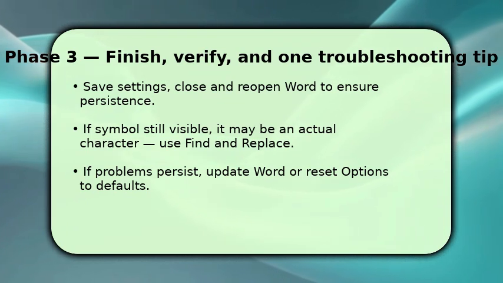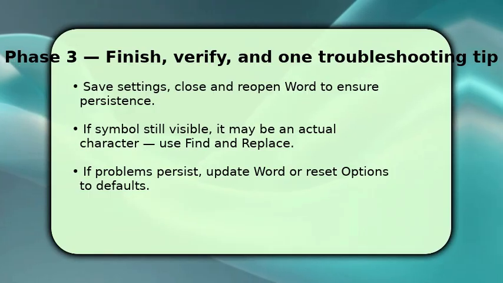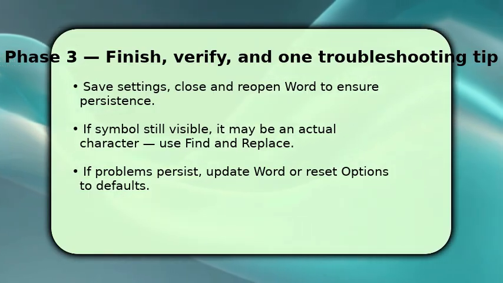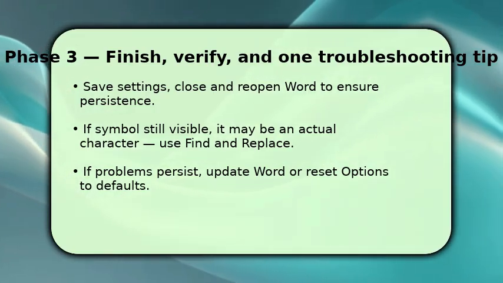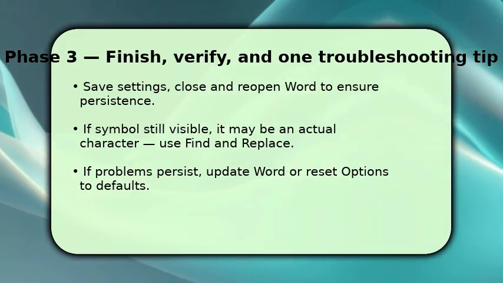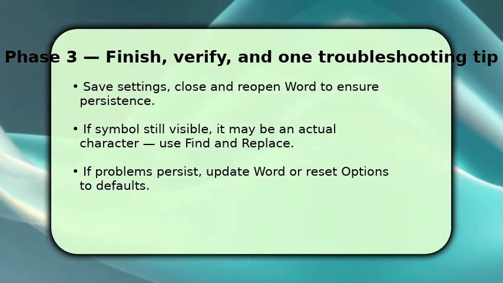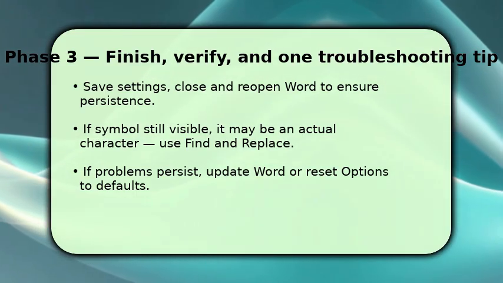If a paragraph symbol still appears inside text, it might be a real character, not a formatting mark. Press Ctrl plus H, paste the Pilcrow paragraph into Find, leave Replace blank, then Replace All. That removes inserted symbols. If toggles seem ignored, update Office, repair the installation, or reset Word options.